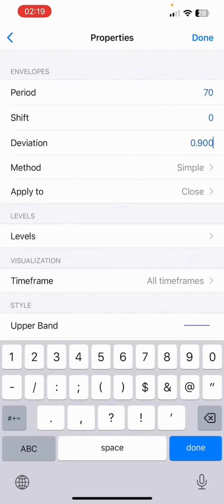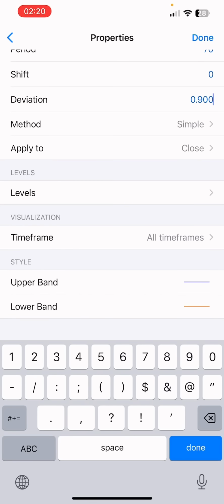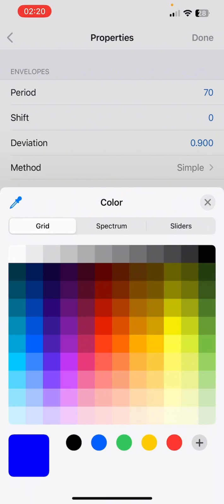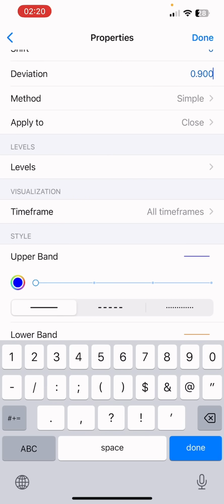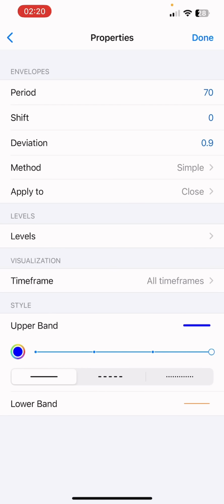Okay, 0.900. The method is simple. We have close. The level, forget about the level. Then you come to the upper band. Let's just select blue, and ensure you increase the thickness.